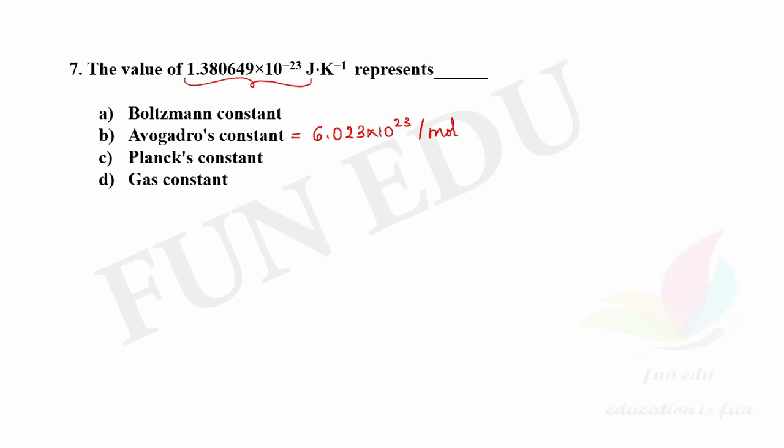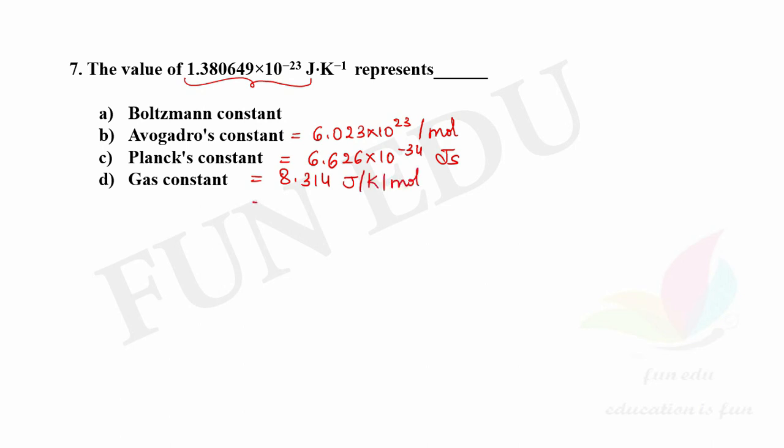So Avogadro number is 6.023 into 10 to the power 23. Correct? Yes. Similarly, Planck's constant is 6.626 into 10 to the power minus 34 joule second. Correct? So this is Planck's constant. And similarly, the gas constant will be equal to 8.314 joule per Kelvin per mole.